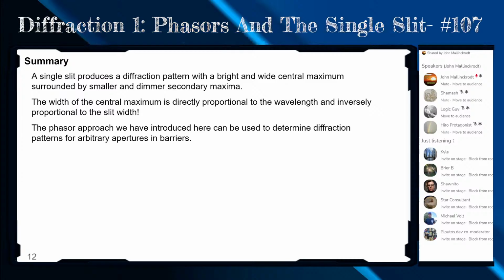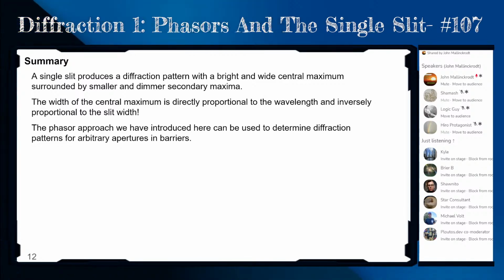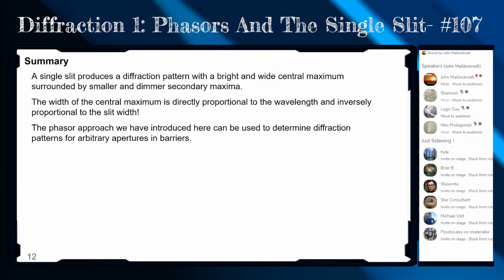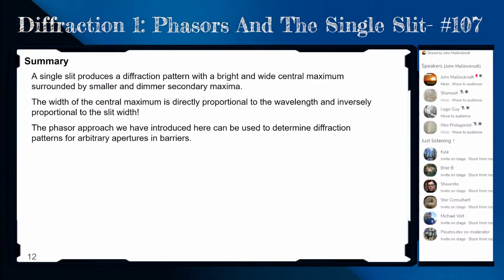In this particular pattern, the central maximum is twice as wide and much brighter, and the width of the central maximum is directly proportional to the wavelength, inversely proportional to the slit width. And then finally, just to say that this phasor approach we've introduced here is incredibly useful. It's used to determine diffraction patterns in arbitrary situations, and we're going to use it the next couple of weeks to talk about multiple slits and maybe even circular apertures. We'll see where we go from there.